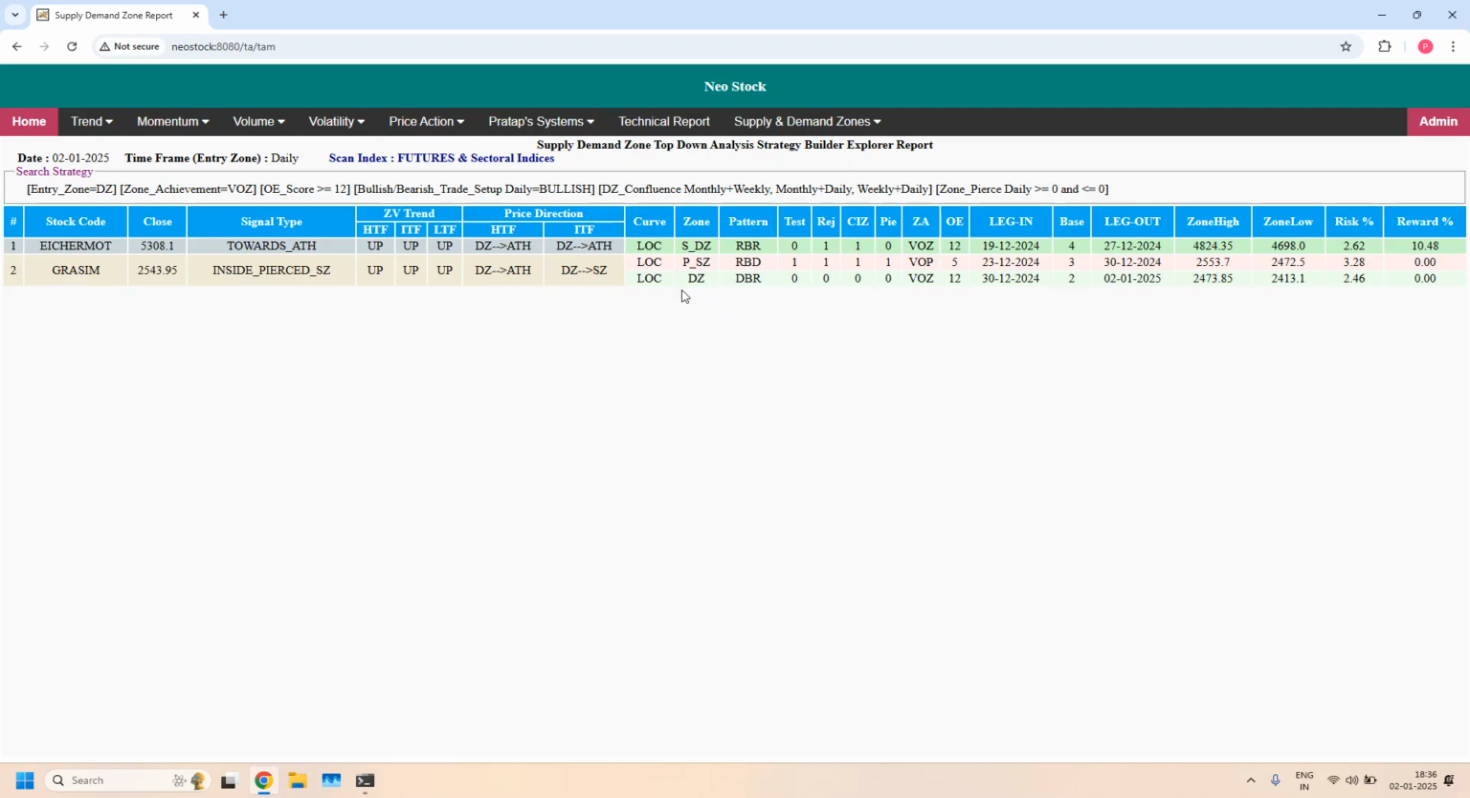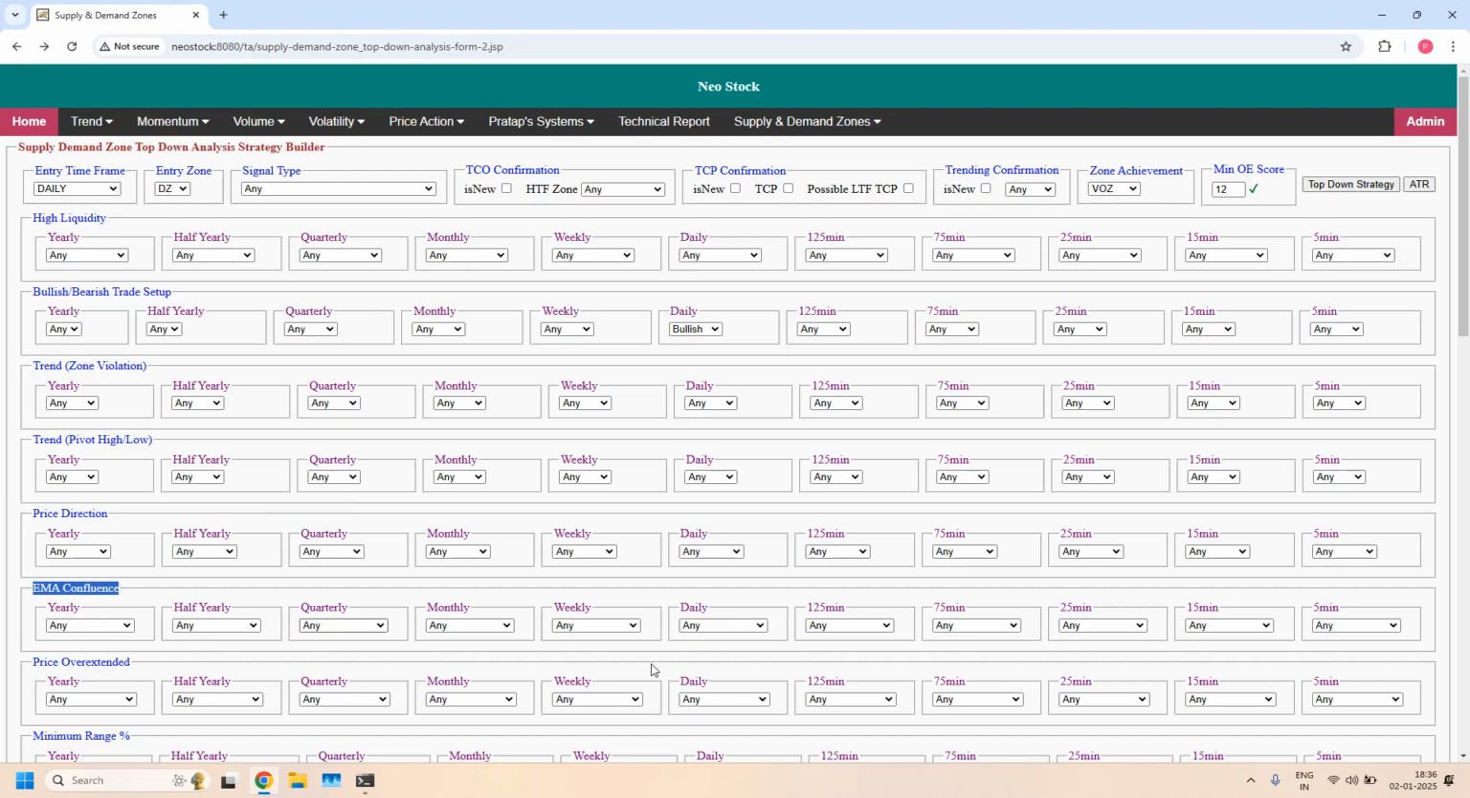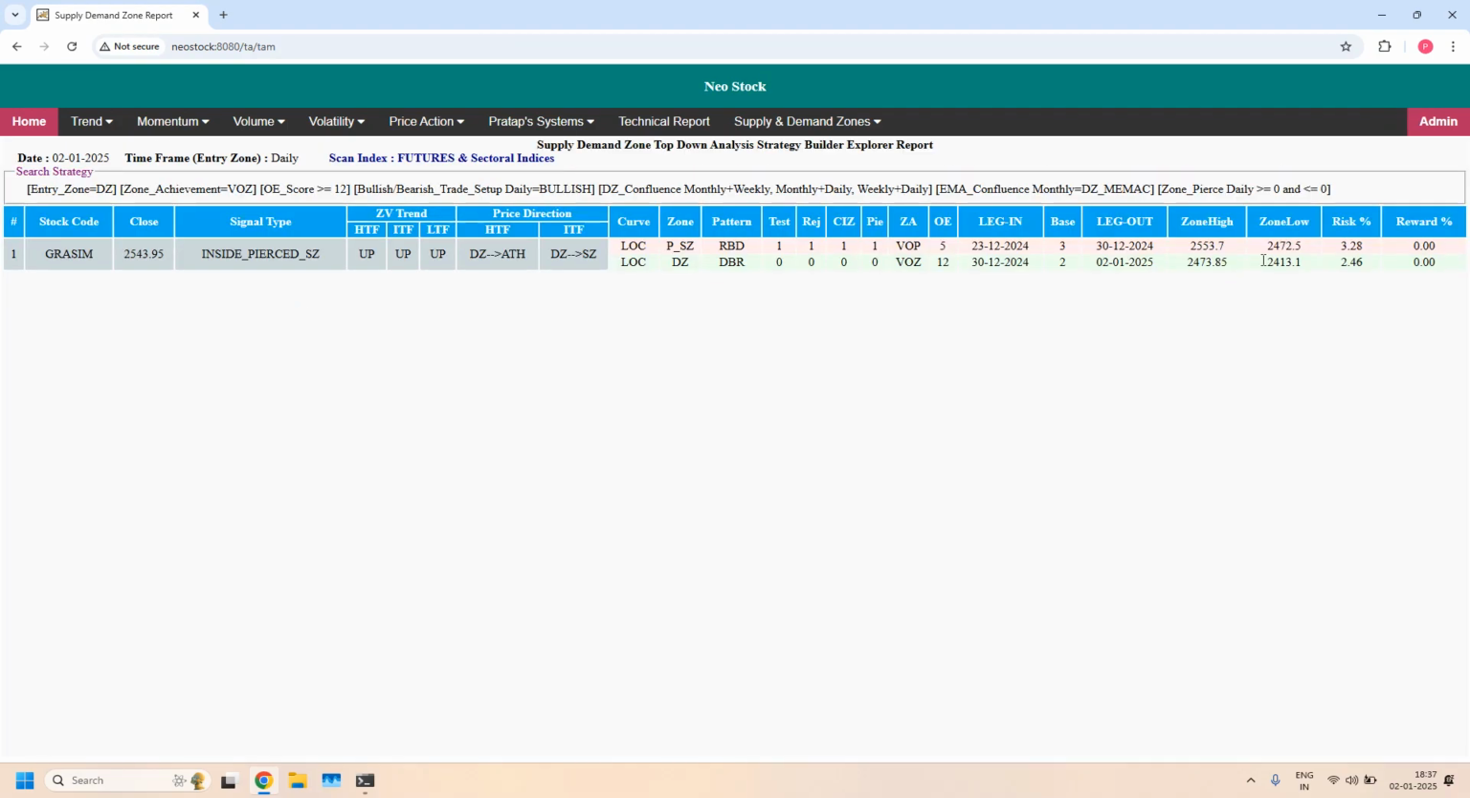In these two stocks, these daily demand zones are part of the weekly demand zone, both together again part of the monthly demand zone. And monthly trend is up in both these stocks. Because monthly trend is up and daily and weekly together are part of the monthly zone, and if the monthly demand zone is having monthly EMA confluence, those stocks are even more high probability trade setup supported stocks. Let's verify. In the EMA confluence, at monthly time frame, I am setting the filter monthly demand zone having monthly EMA confluence. Let's verify. We got one stock. So this is even more high probability trade setup supported stock.